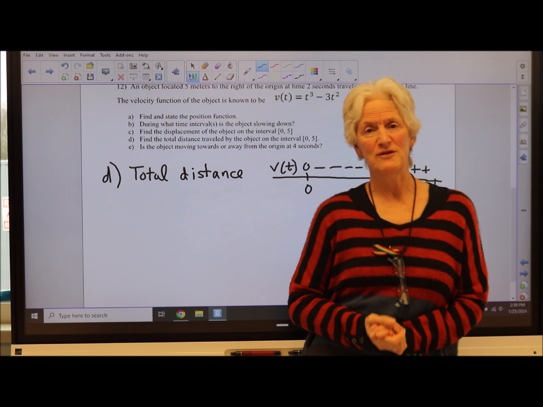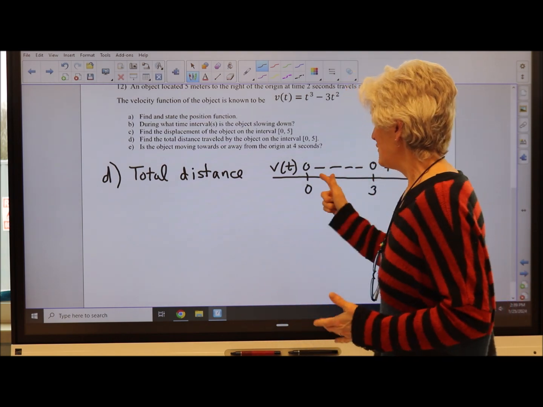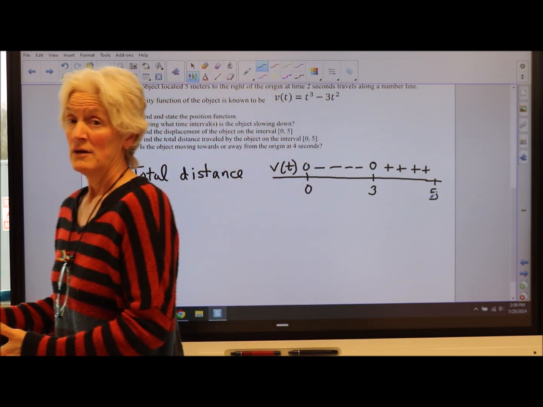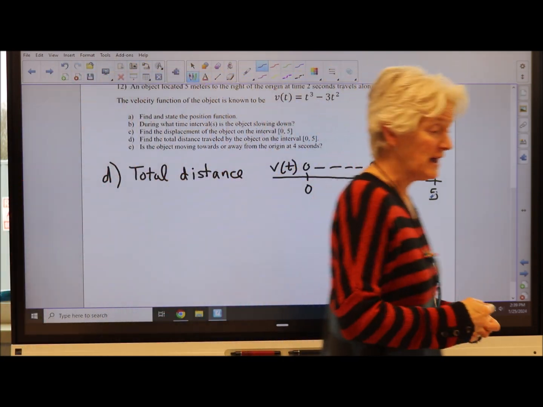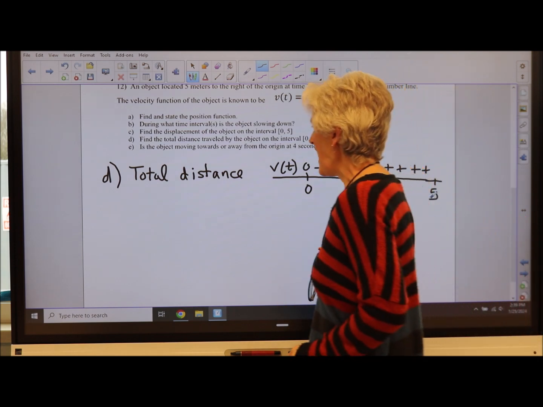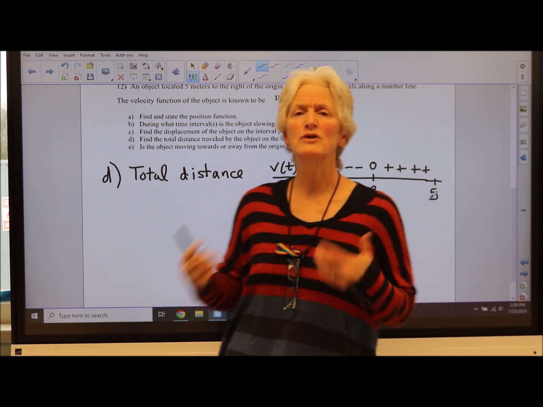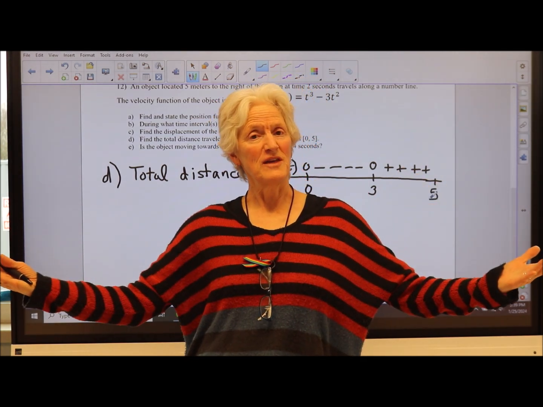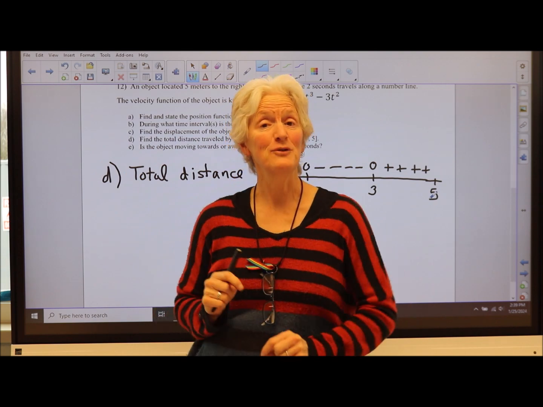So there are two ways to do this. One way is to figure out how far did I travel to the left? How far did I travel to the right? And add those up. Now the thing that's sneaky about that is we would just have to make sure that all my distances are positive. What makes everything positive? Absolute value.